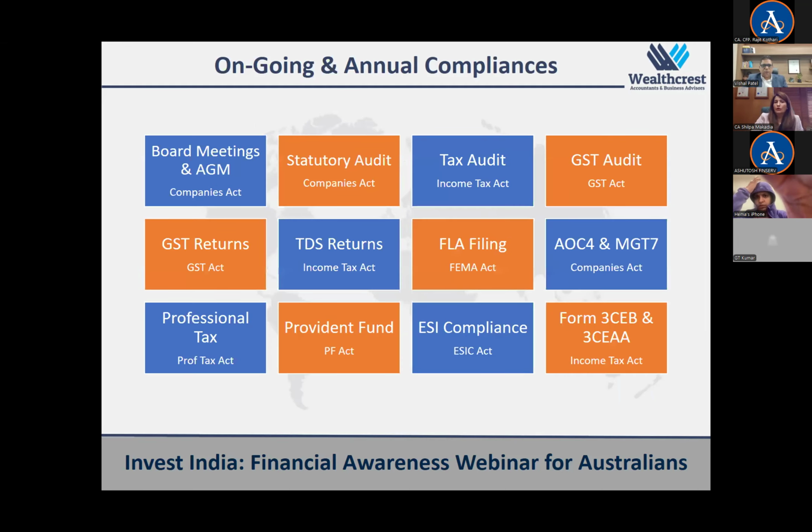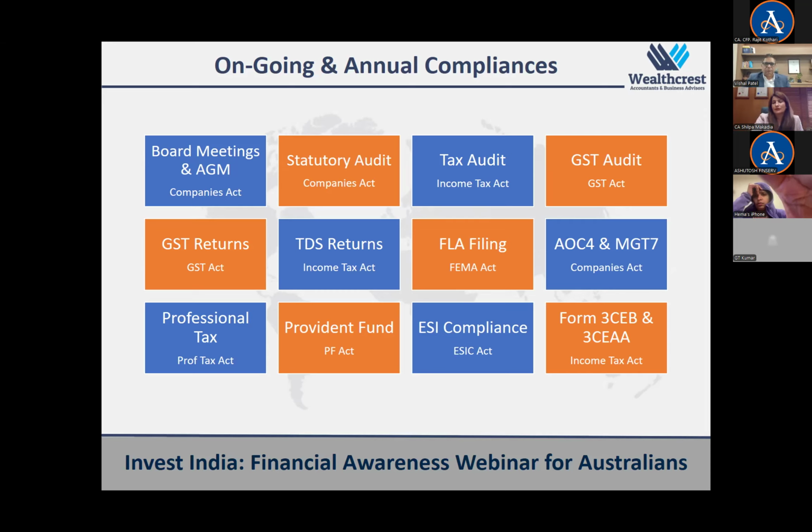Now, these are the ongoing compliances, like year-on-year compliances, which need to be followed. I think this would be there for the Australian side as well. A few of the audits would be there, like statutory audit, GST audit, and tax audit. These are not all compulsory audits. Statutory audit is compulsory, whether you are doing business or not. But for the tax audit and GST audit, there is a turnover criteria. If your company crosses a particular turnover, then only it would be applicable.